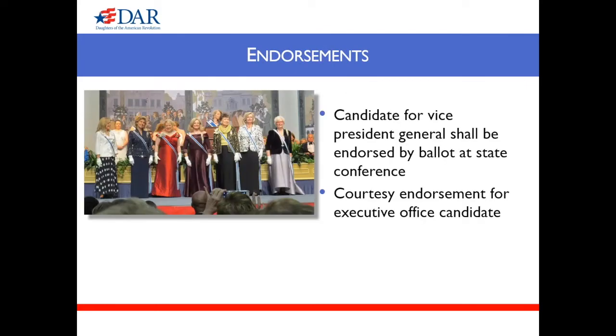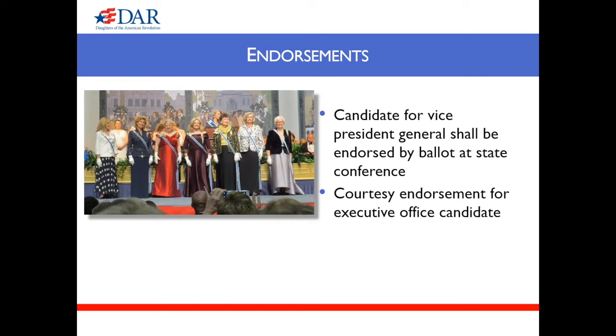The national bylaws, Section 2A of Article 6, designate that a candidate for Vice President General shall be endorsed by ballot at a state conference where she holds membership. This is the only office in the National Society which requires a candidate to be endorsed by ballot. Other endorsements for any office are courtesy endorsements and not required.